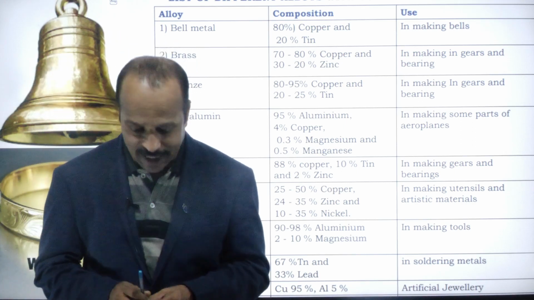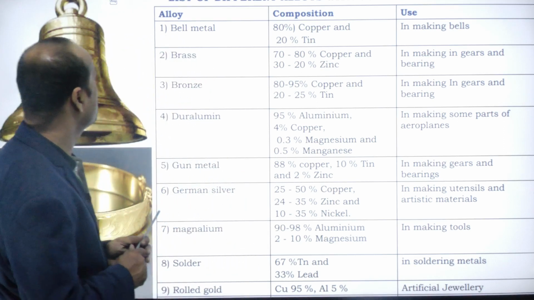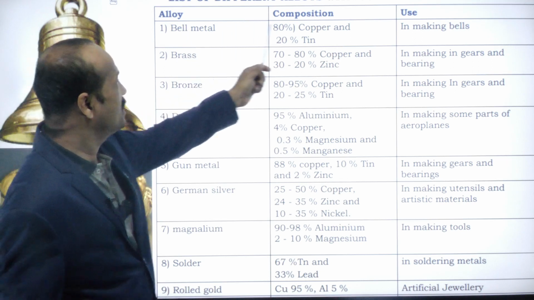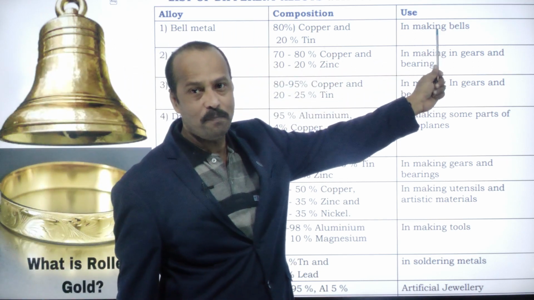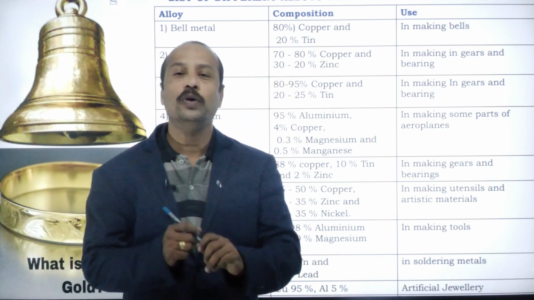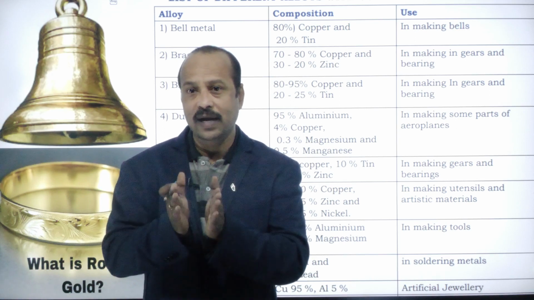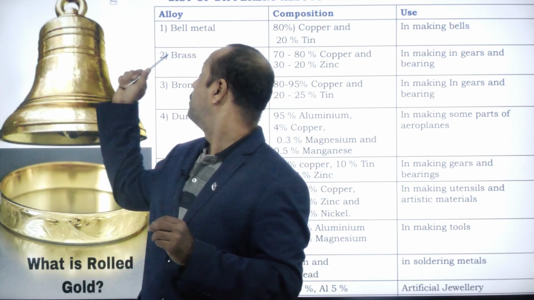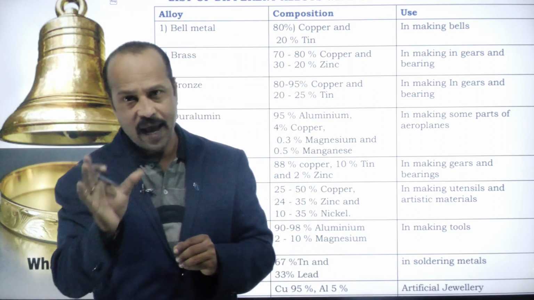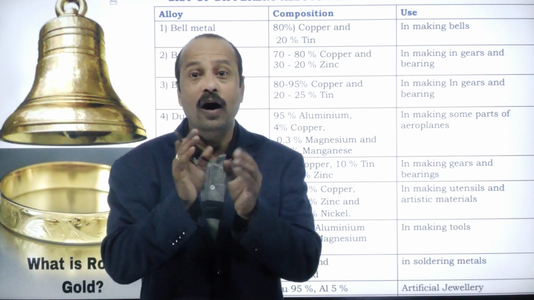What type of alloys are there, and how are they useful in our daily life? First, the bell metal. The name itself tells that it is used in making bells. In this, 80% copper and 20% tin are used. For example, if you want to make 100 grams of bell metal, 80 grams of copper and 20 grams of tin are mixed.